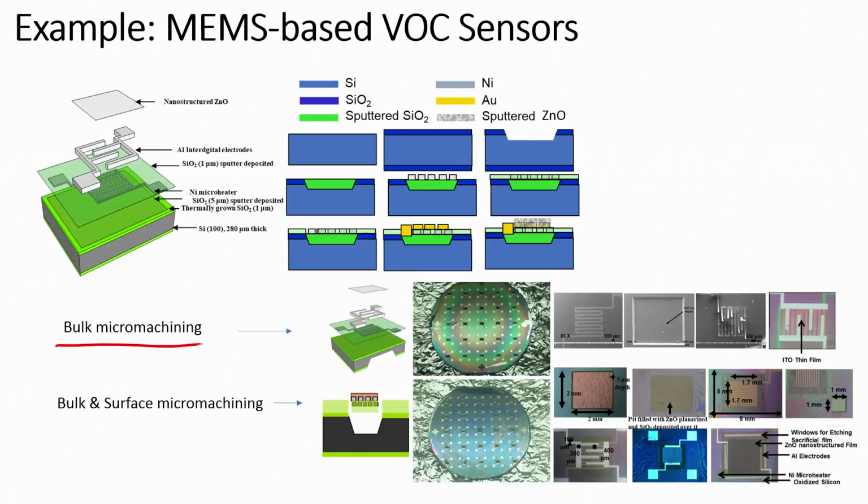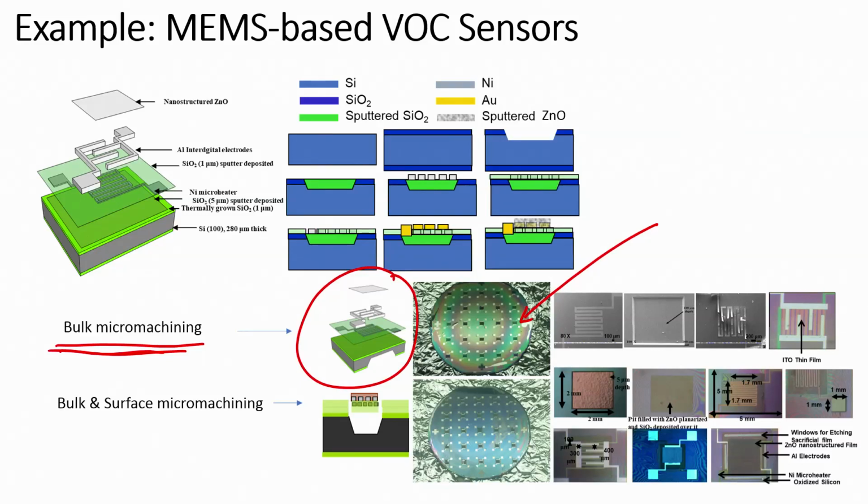So, coming back to this slide, you see here we will be talking about a VOC sensor fabricated using bulk micromachining, and this is an actual photograph of fabricated sensors using bulk micromachining. In this wafer you can see an array of sensors, many sensors fabricated on a single wafer as an oxidized silicon substrate.